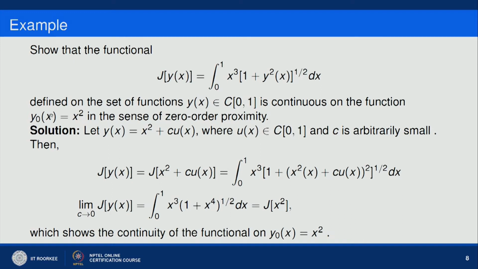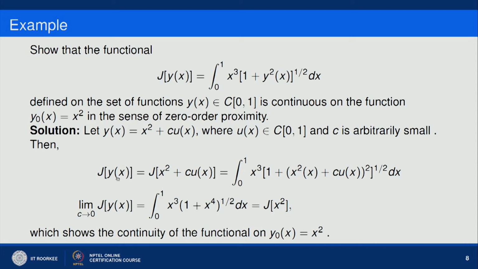So, it means that let us take an arbitrary function y of x in the neighborhood of x square. Let us define y of x equal to x square plus c u of x, where c is an arbitrary small parameter, and here u of x is also a member of C^0[0,1]. It means that u of x is also a continuous function defined on the closed interval 0 to 1, and then we want to check the functional value on this y of x.